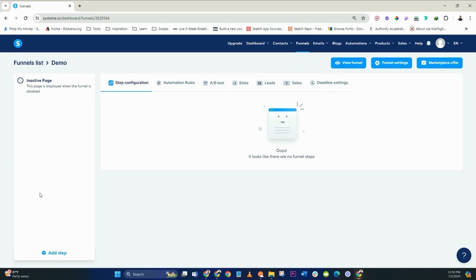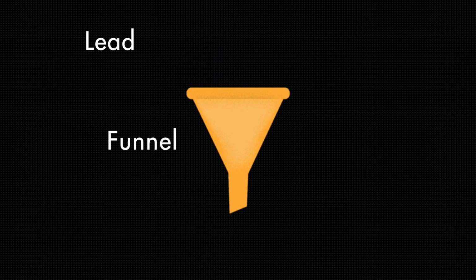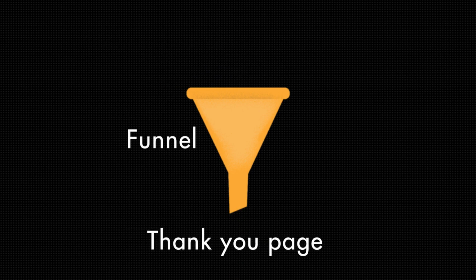This is your funnel step. As you can see in this example, you have your sales page, order form, upsell, and thank you page. So you can think of this as a funnel. The pages move in chronological order to reach a goal. So the lead is going to be put through the funnel to reach your goal, which in this case is a purchase when they land on your thank you page. So let's go ahead and create our landing page.